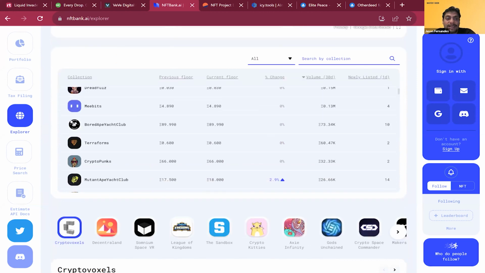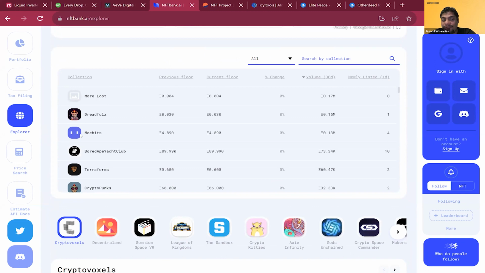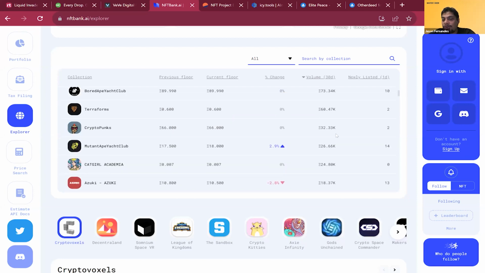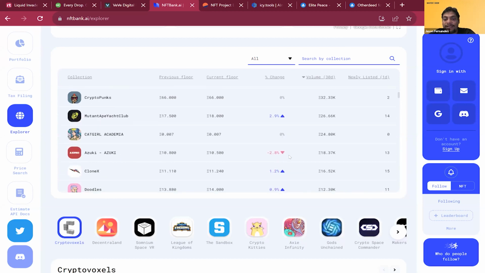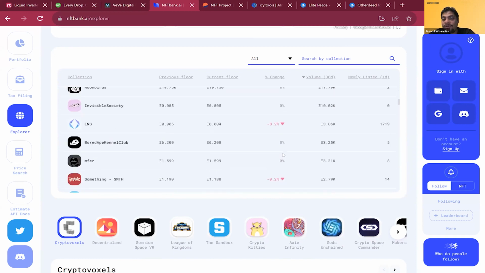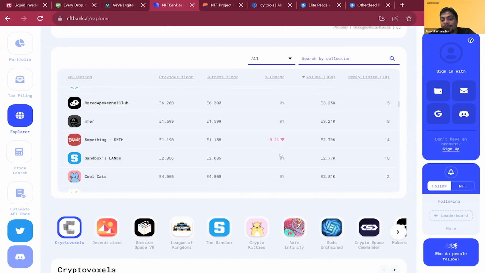So again, you can see the MEBITS. I mentioned MEBITS earlier. You can notice that their previous floor and current floor are the same, 0% change. It's probably right now not a good investment. But you look at Mutant Ape Yacht Club, their previous was 17.5, it's now at 18. In this case, it's actually gone down 10.8, 10.5. Clone has gone from 11.11 to 11.24, which is 1.2 up. So right now, if you notice, the profits are very meager.